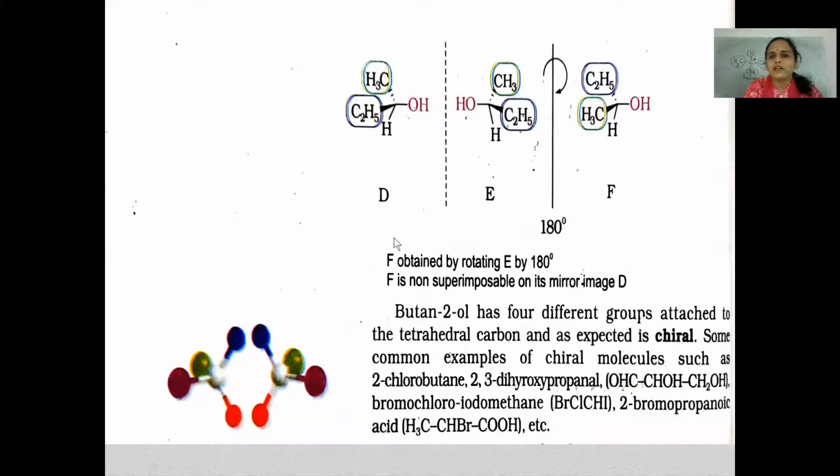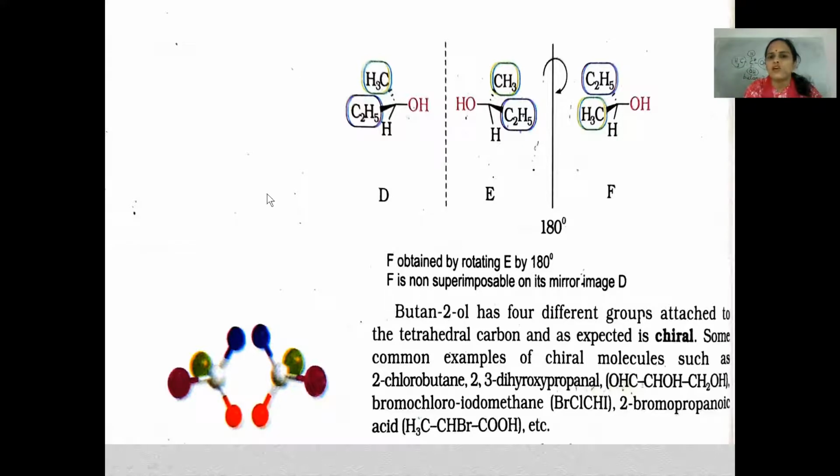Now look at butane-2-ol. As I have already explained, it contains 4 different groups on it: CH3, C2H5, H, and OH. First I'll see the mirror image of D, the mirror image is E, and if I rotate this E by 180 degrees, I get F. Correct? Now look at whether it is getting superimposed or not. F is getting superimposed on D. Here you see CH3, it is C2H5 here. H and OH are okay. But C2H5 and CH3 are not getting superimposed on one another.